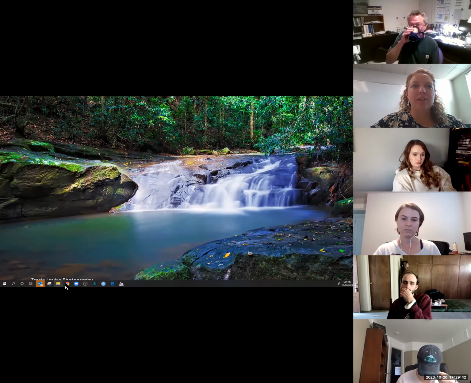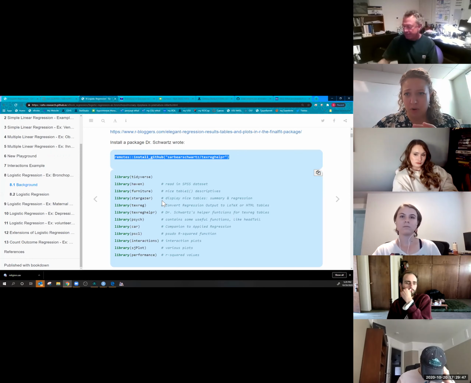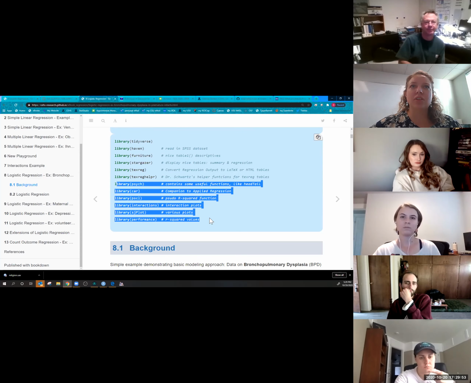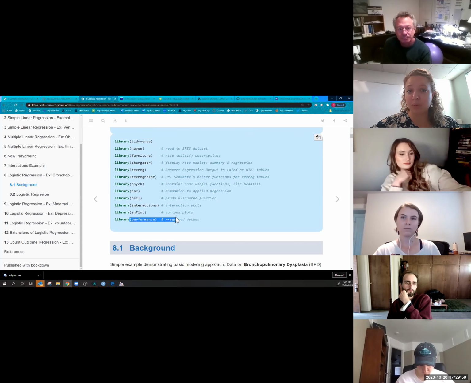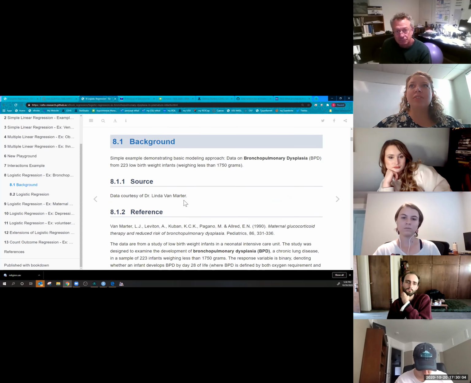But you'll need that little package because it helps you exponentiate your betas so that you can interpret them. I couldn't find anything that did it better. And then here's our interactions package, our sjPlot, and that performance package. So we're using a lot of the bits and pieces that we use for multi-level and single level. They all play together. So this study, like we said, is bronchopulmonary dysplasia, or BPD for short.